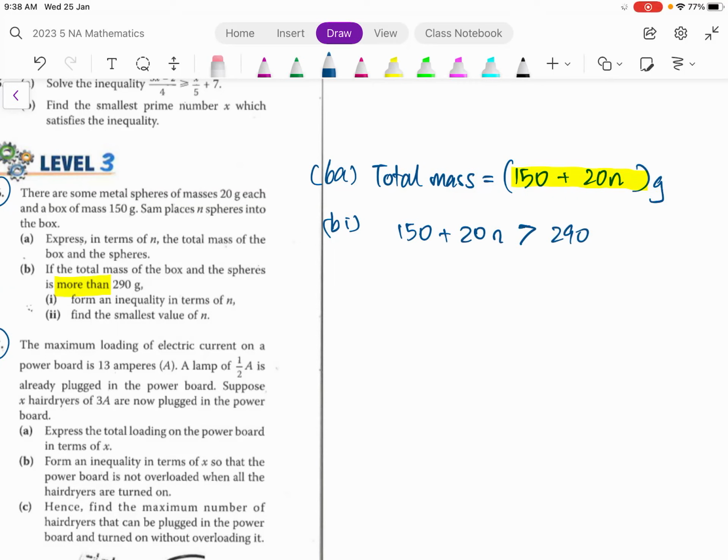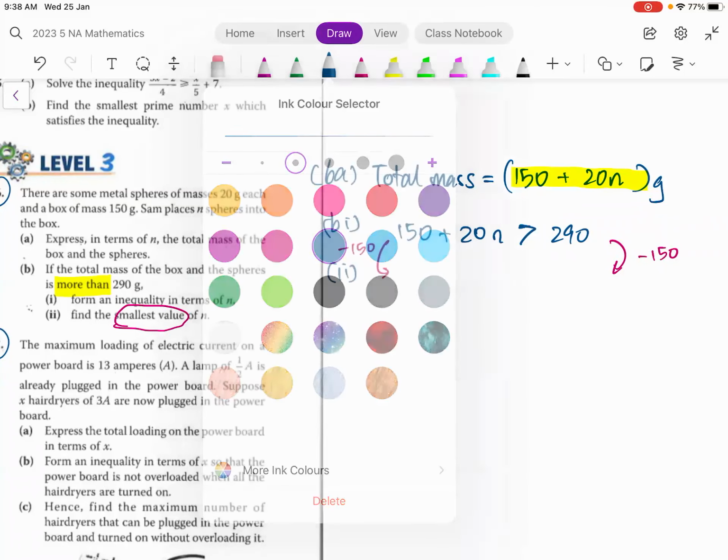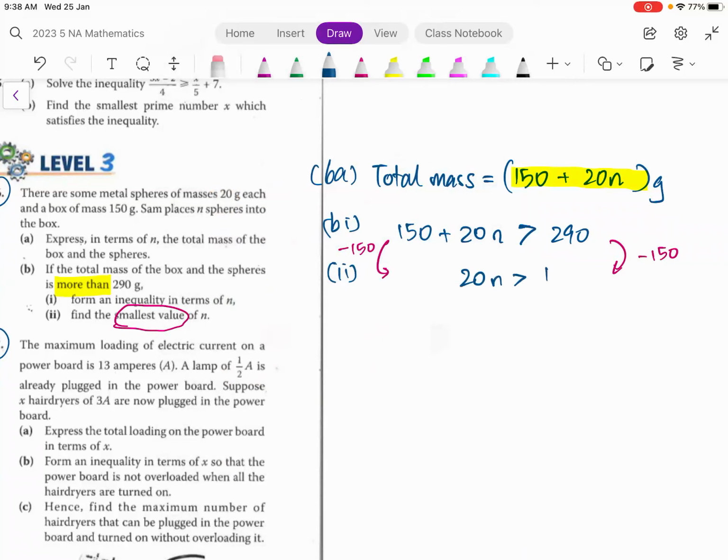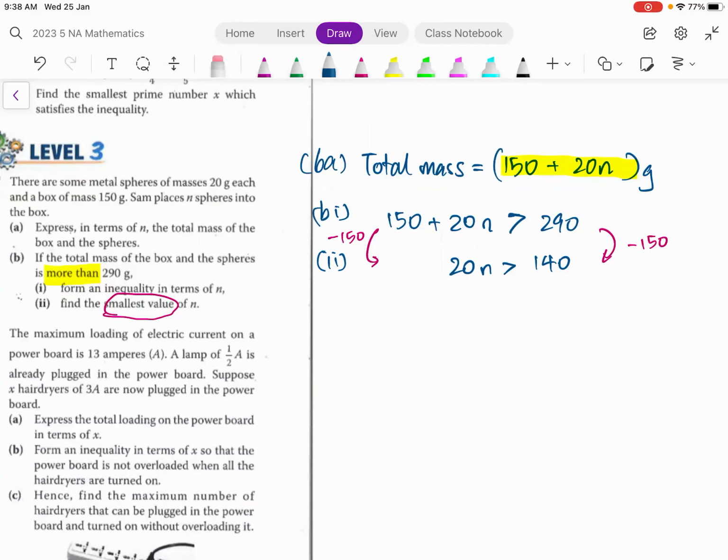Part 2. Find the smallest value of n. I know they ask you to find the smallest value, but basically you just solve the inequality that you obtained in part 1. So on both sides, we want to subtract 150, leaving us with 20n greater than 140. I think the answer is quite obvious already. Now, we need to remove the 20 by dividing by 20. So we have n greater than 7.